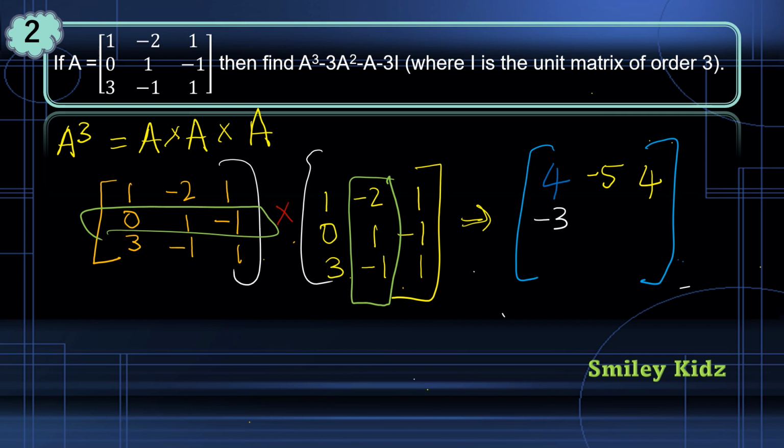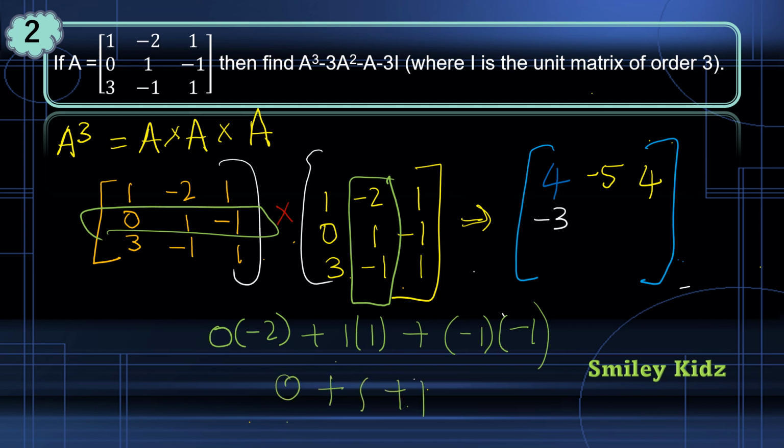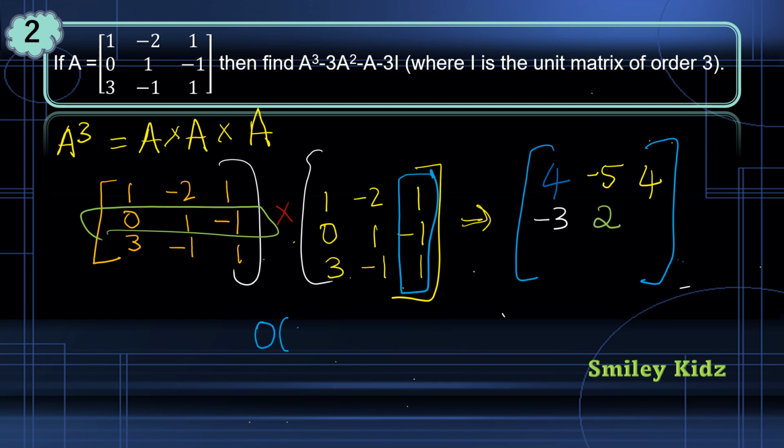Now with the second column, we'll have 0 into minus 2 plus 1 into 1 plus minus 1 into minus 1, isn't it? So here that is going to be equal to 0 plus 1 plus 1. What is 0 plus 1 plus 1? It is 2. So here let's write down 2. Now with the third column, we'll have 0 into 1 plus 1 into minus 1 plus minus 1 into 1. Alright, that is minus 1 minus 1, that is minus 2. So here let's put minus 2.